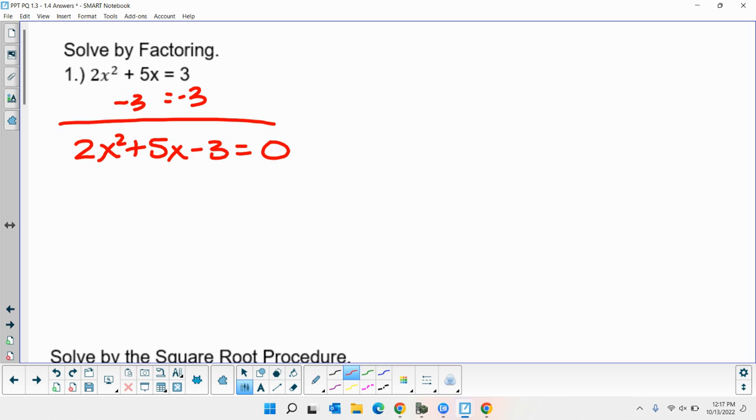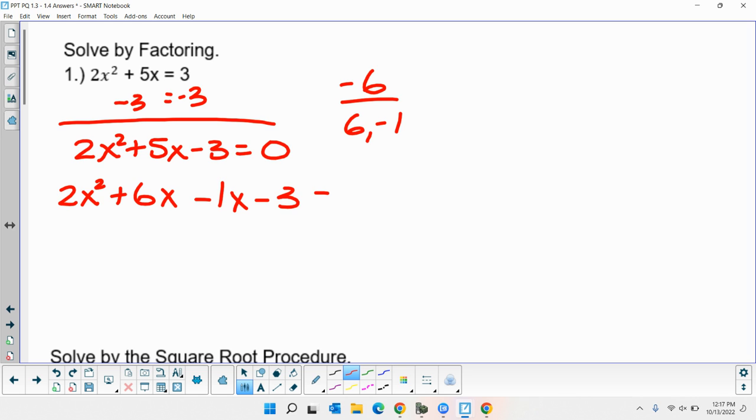So what do I do with the 2 and the negative 3? Got to multiply them, which is negative 6. What factors of negative 6 add up to positive 5? 6 and negative 1. So remember, we rewrite this problem now as 2x squared plus 6x minus 1x minus 3. We turn it into a grouping problem. Remember? And we group first 2, last 2. If that's negative for that third term like it is, just put it in my group.